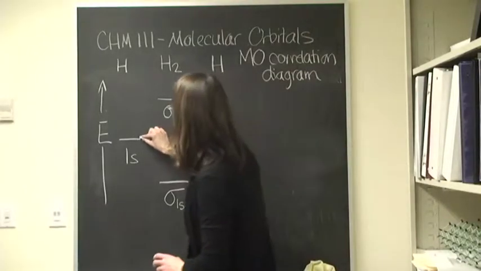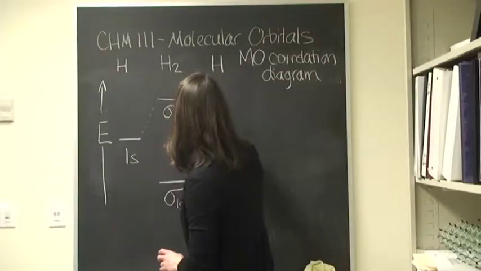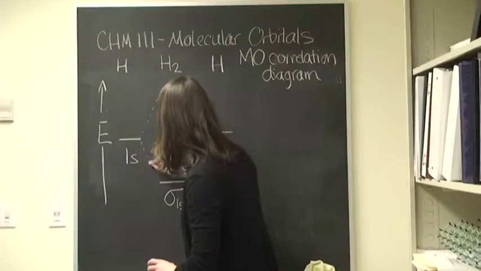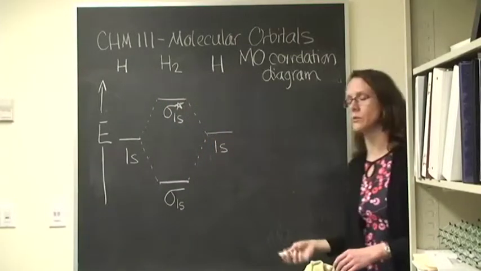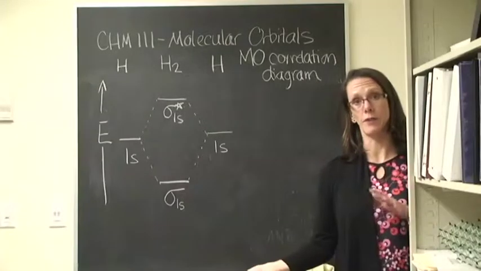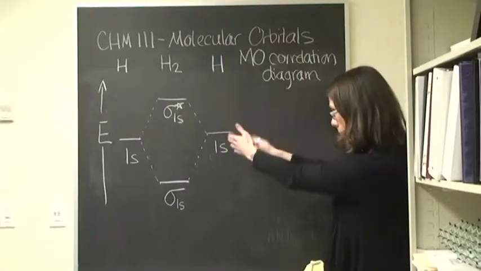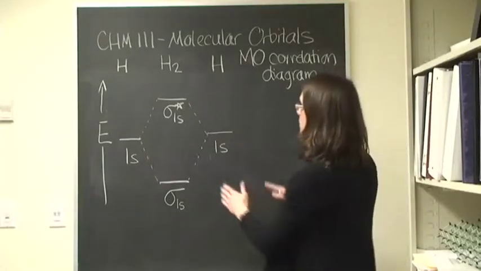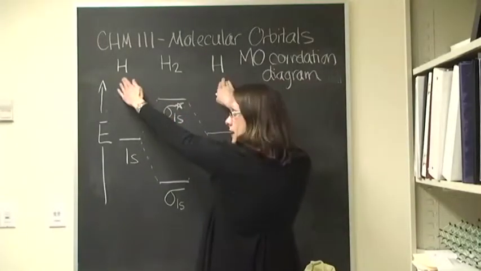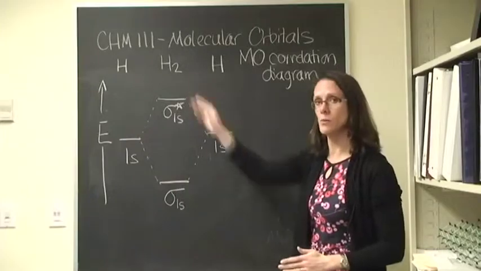We show that this thing in the middle, this set of molecular orbitals, came from these 1s orbitals. We show that with dotted lines. This looks a little bit like the splitting diagrams we had for d orbitals. We show that this comes from those. But just keep in mind, these things don't happen at the same time. On the outsides, we have the H atoms. On the inside, we have the H2 molecule.